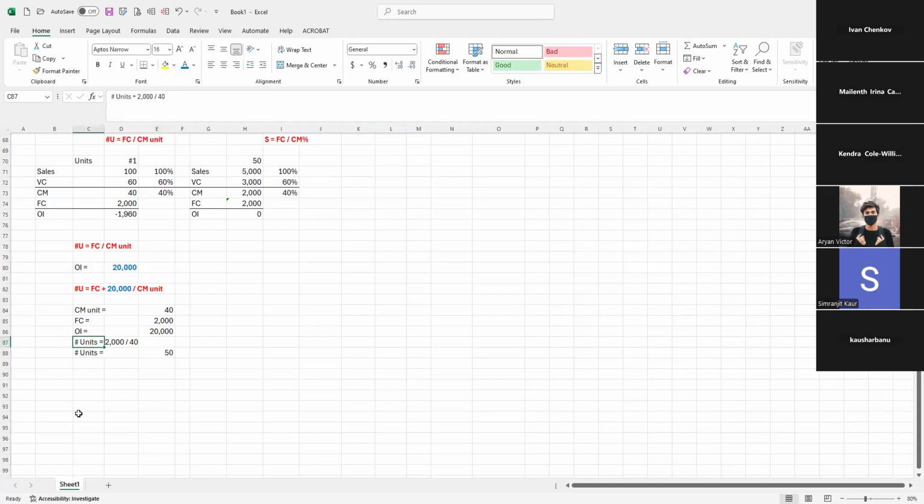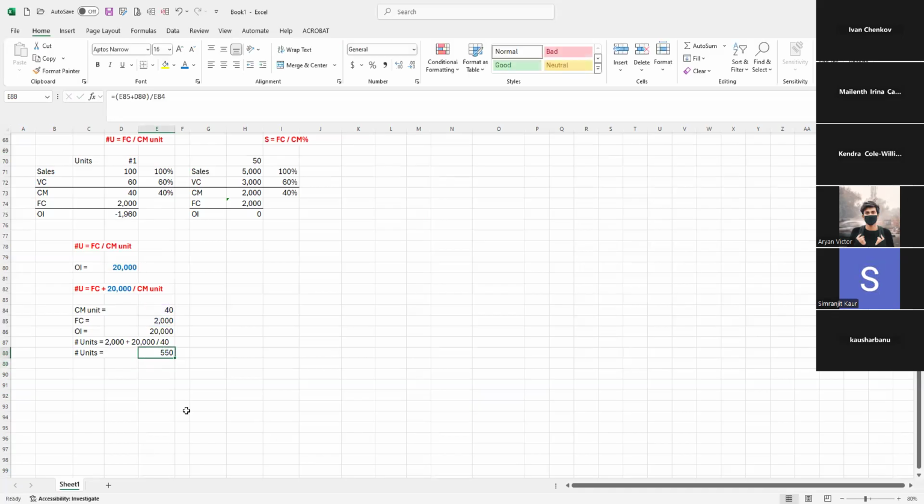So how are we going to get the number of units? Number of units will be 2,000 plus the 20,000 that we want to make, divided by 40. Now how many units we need to sell? Let's modify this formula. Plus the 2,000, 20,000.